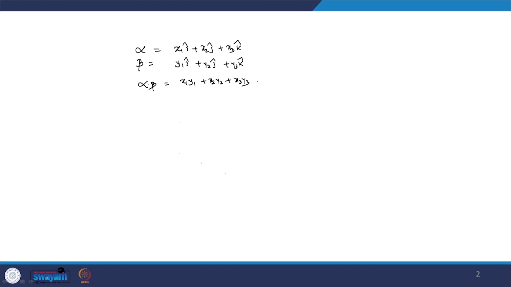So, this is basically saying that it equals the length of alpha into the length of beta into cosine of the angle between alpha and beta. So, that is what we have learned in 11, 12 for the case of the dot product of two vectors, where we see that the vector quantity has magnitude as well as angle.